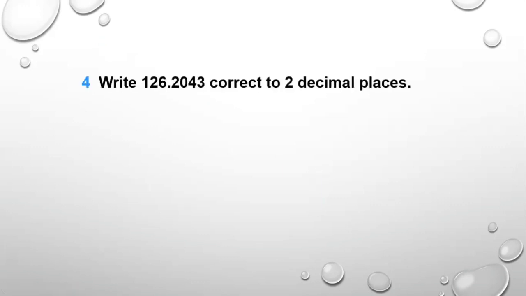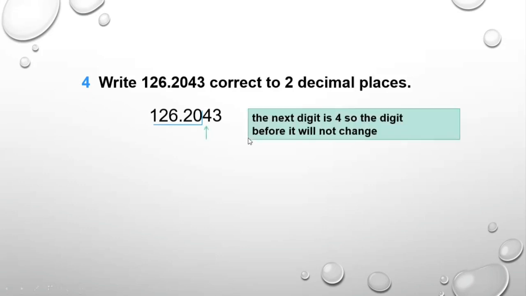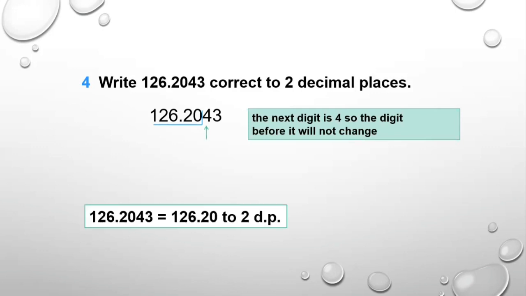Write 126.2043 correct to two decimal places. Okay, now I want you to try this. Pause the video and try this one. So what are we supposed to do? Yes. So we look for the third decimal place. Since we are supposed to round up to two decimal places, the third is 4 and it is less than 5 again. So the digit before it will not change. So the rounded number to two decimal places is 126.20.